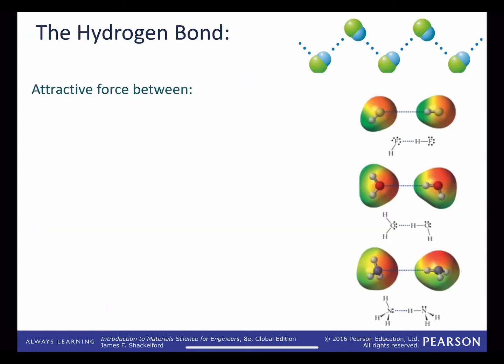Okay, so here's a couple of examples. Here you see the HF molecule. Here's a hydrogen on a FON element, and we're going to look for a FON element on a neighboring molecule, and we're going to see a hydrogen bond between the two. So there's a hydrogen bond.